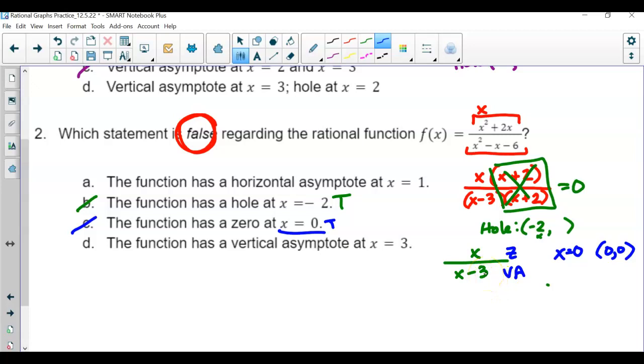Let's check the vertical asymptote. Vertical asymptote is at x is equal to +3. So notice how this statement is also true. So let's check on this horizontal asymptote. Well, I notice that the degrees, the exponents, are the same, so I would just take the coefficients. So 1 over 1, which is 1. But why is this statement false then? Why are we saying that this is our answer? Because right here, it said x was equal to 1. Remember, the horizontal asymptote is y is equal to 1. So that's why here the answer is A.